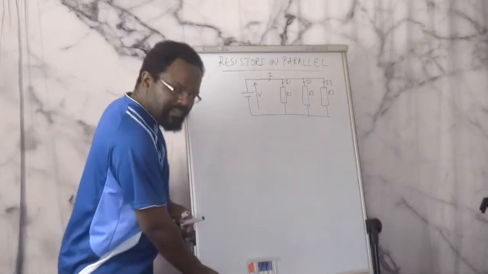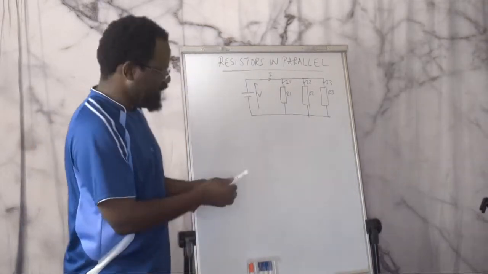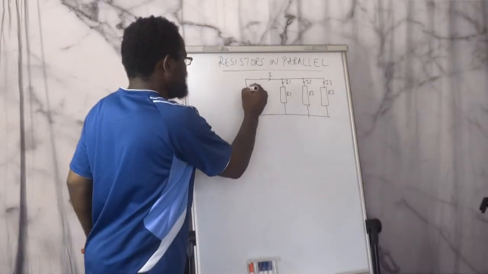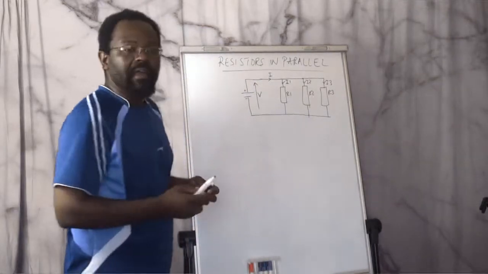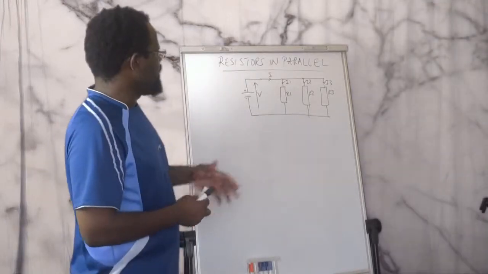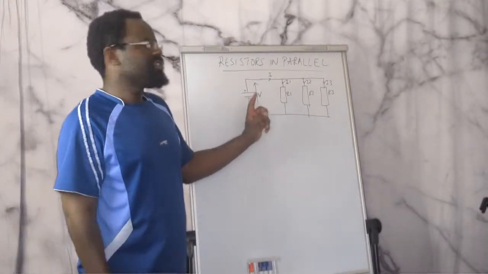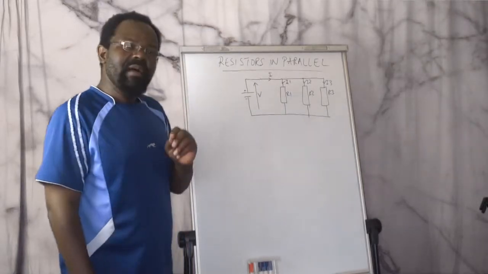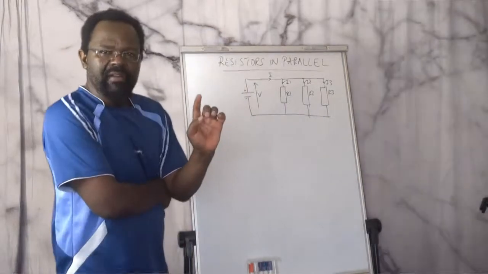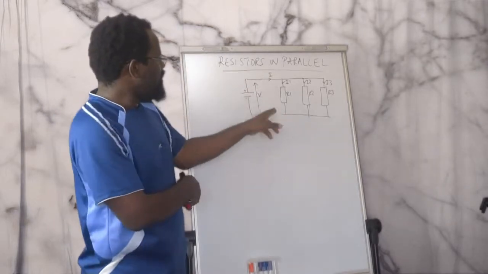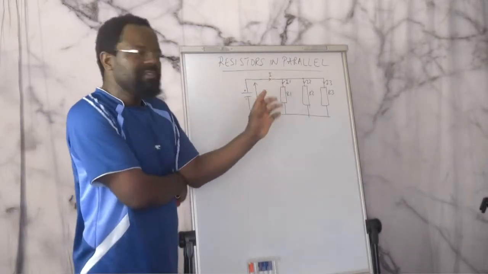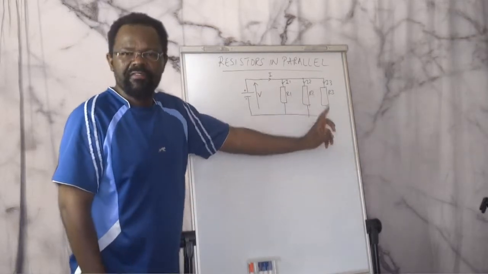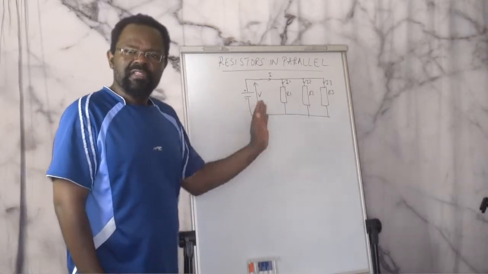So let's look at this circuit here. It has a battery, let's say this is positive and this is negative, and our battery is V, and its voltage is impressed across those resistors. Now what happens when resistors are in parallel? The same voltage which is across R1 is also across R2 and R3, so they're experiencing the same voltage across them.